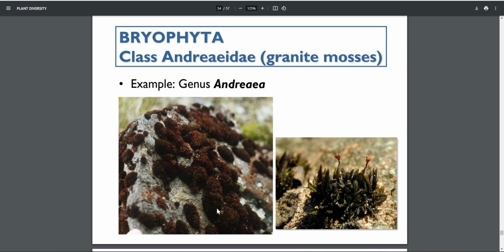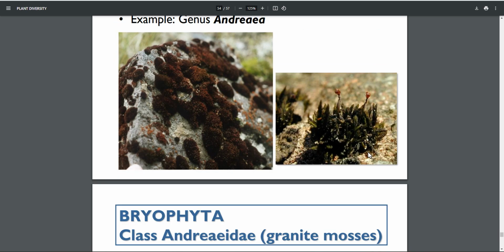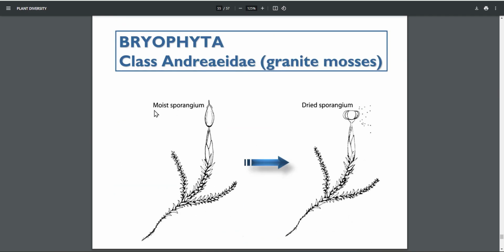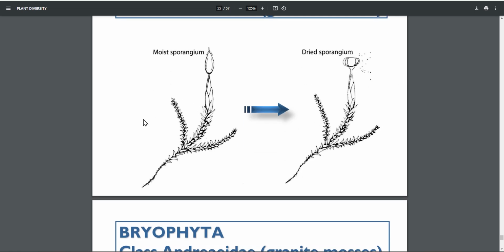It is kind of like a small little patch just growing on a rock, and it skips the protonema stage. Okay, so we have the moist sporangium, and it's closed, but when it's dried, it peels apart. It breaks apart and peels itself, and then it releases the spores. I'm pretty sure this thing is the gametophyte, while this is the sporophyte.